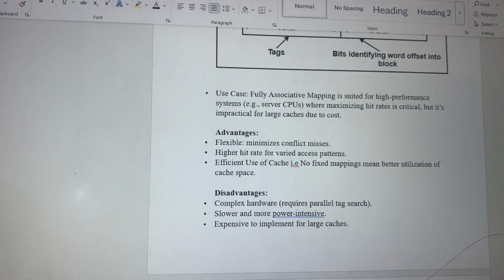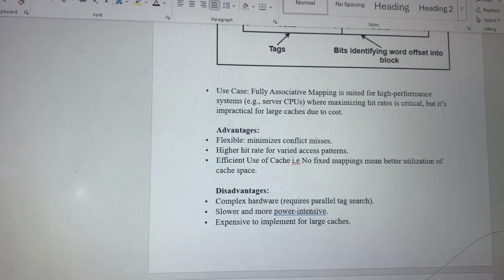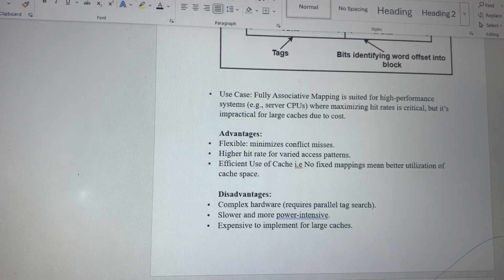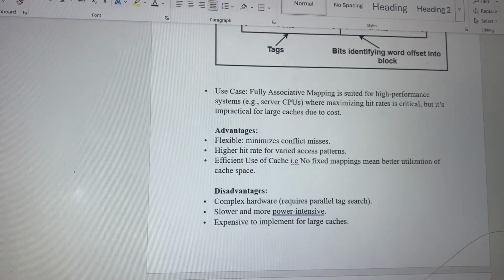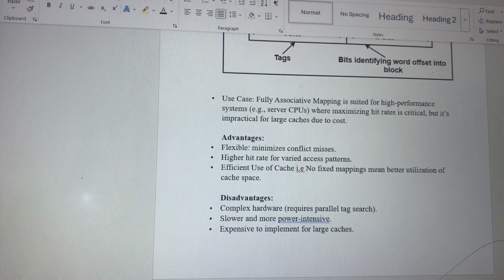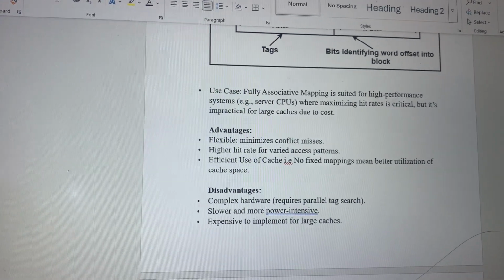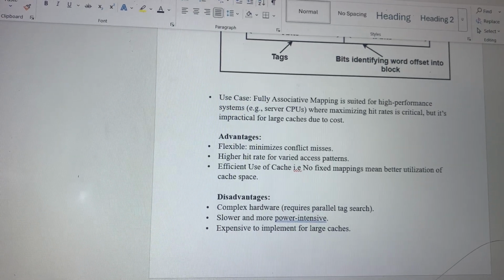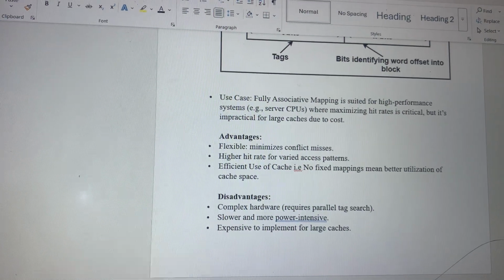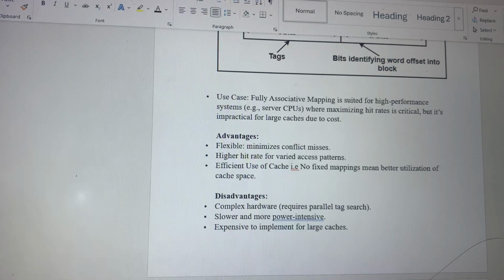The advantages are that it is flexible and minimizes conflict misses, with a high hit rate for varied access patterns. It also makes efficient use of cache: no fixed mappings means better utilization of cache space. Disadvantages: complex hardware requiring parallel tag search, slower and more power intensive, and expensive to implement for large caches. This is for fully associative mapping.